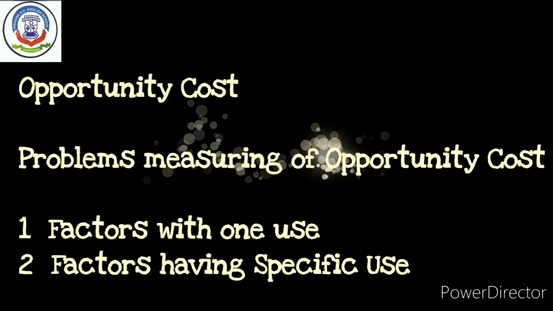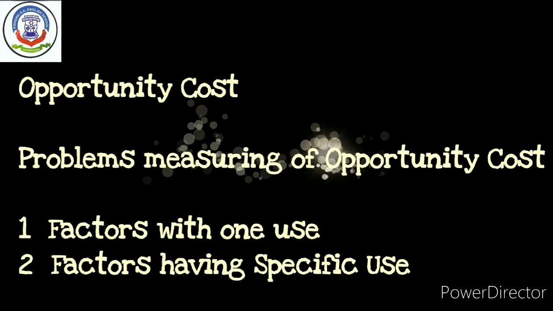A worker working in a textile mill cannot, at the same time, work in any other industry. These factors of production have alternative uses. Problems in measuring opportunity cost. First, factors with one use.